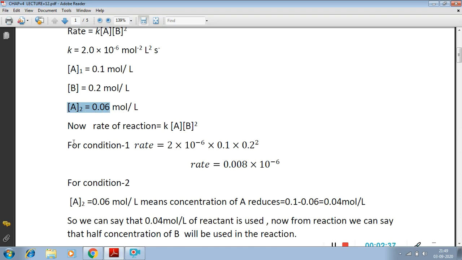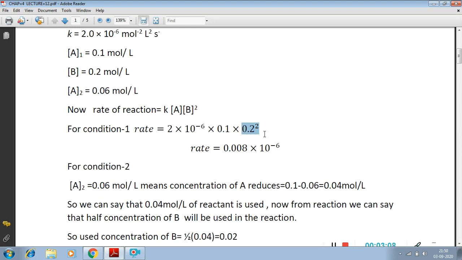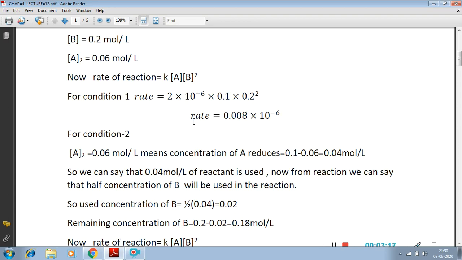Now for the first condition, if we calculate the rate, we are using this equation given in the example only. Rate is equal to K into A into B square. Instead of K, I have written 2 into 10 raised to minus 6 here. The A value is 0.1, the initial concentration. The B value is the initial concentration of B, 0.2, and square is there. If we calculate this, you will get 0.008 into 10 raised to minus 6. That is our initial rate. That is the first question asked.